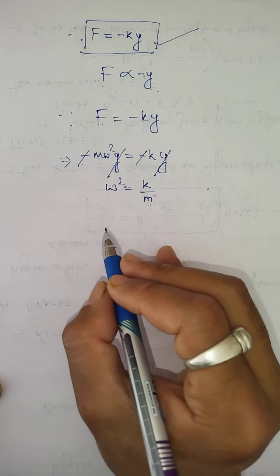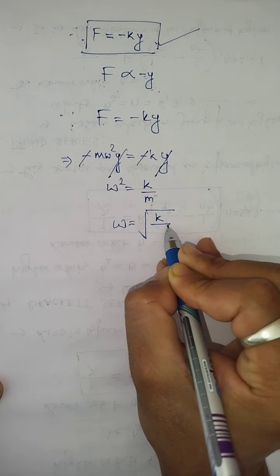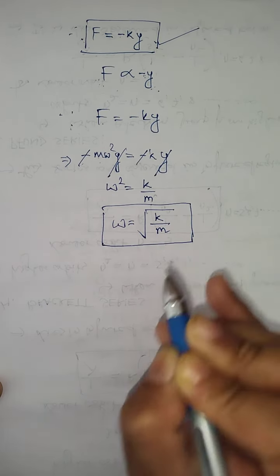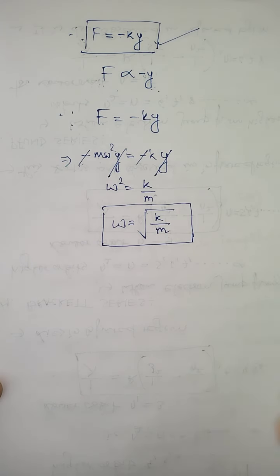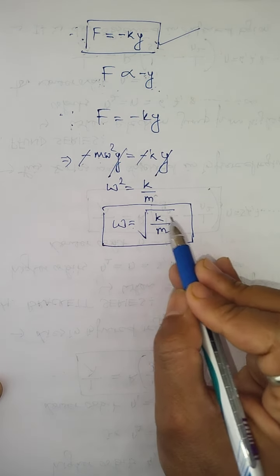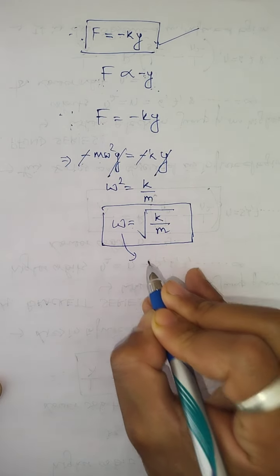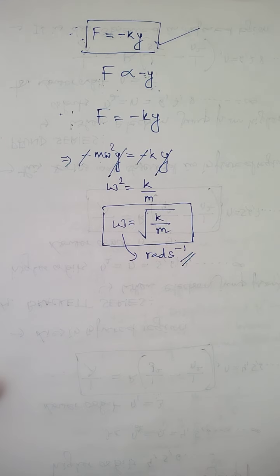Now to calculate omega, that is angular frequency, it will be square root of k by m. So look at this relation, children. In case of simple harmonic motion, the angular frequency omega is equal to square root of k by m, where k is the spring force constant. And this angular frequency, children, we measure by the unit, and you know what the unit is? Radian per second. Yes, we have learned in a chapter called uniform circular motion.